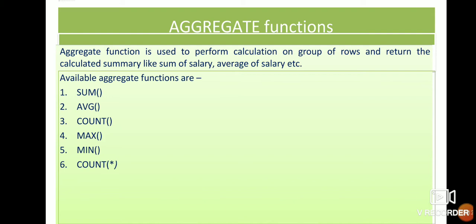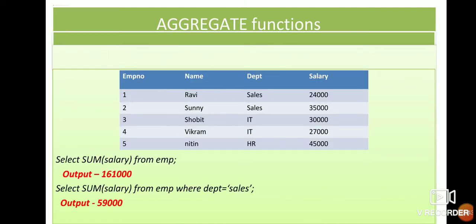Sum is used to add up all the rows, average is used to find the average of the rows, count is used to count the number of elements present in a particular column, max is used to calculate the maximum element of your column. Next is minimum, used to calculate the minimum, the least value of your column, and count asterisk is used to count the rows.